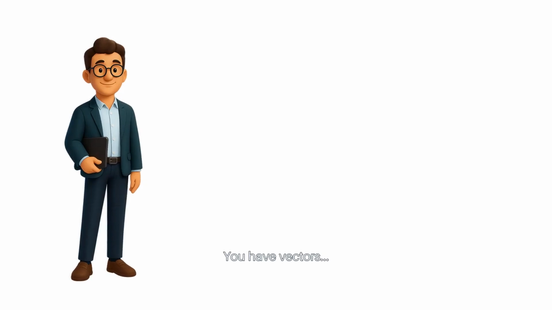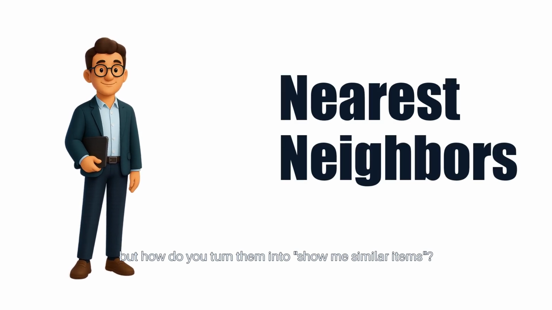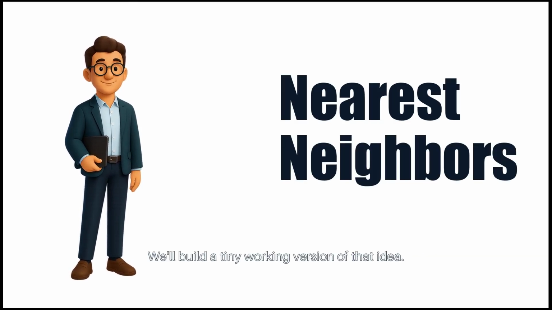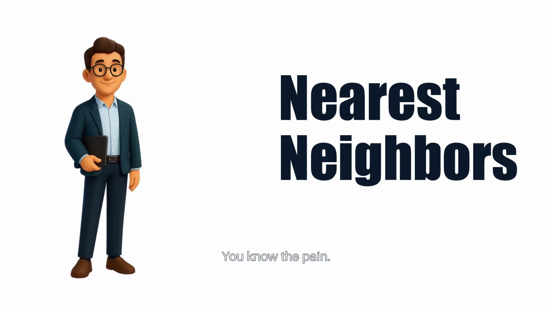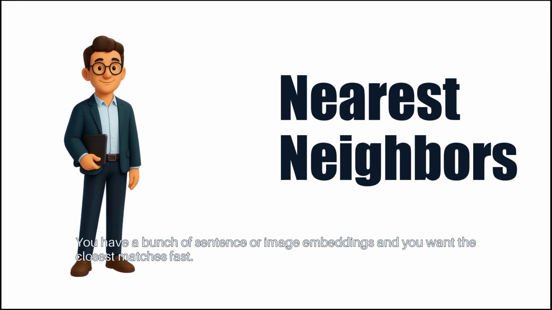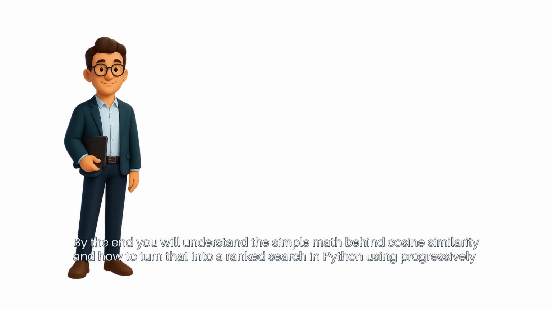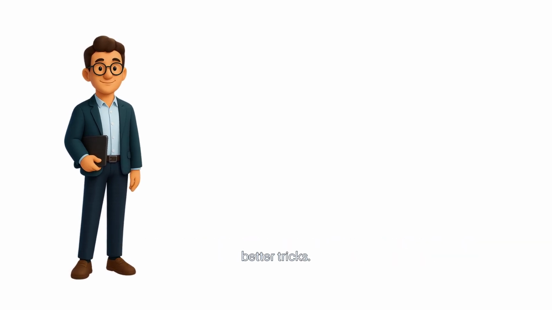You have vectors, but how do you turn them into "show me similar items?" We'll build a tiny working version of that idea. You know the pain. You have a bunch of sentence or image embeddings, and you want the closest matches fast. By the end, you will understand the simple math behind cosine similarity and how to turn that into a ranked search in Python using progressively better tricks.